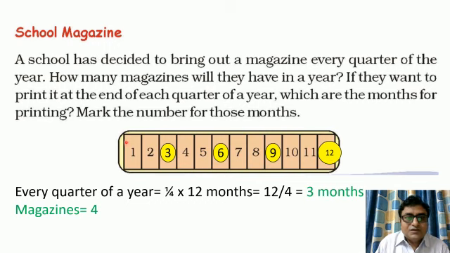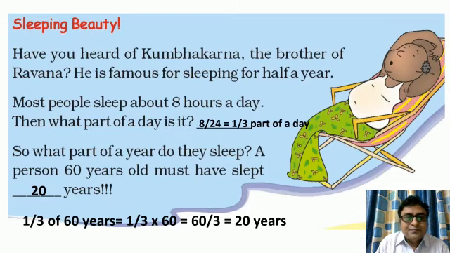Okay, now let us go to the next exercise, that is Sleeping Beauty. Have you heard of Kumbhakarna, the brother of Ravana? He is famous for sleeping for half a year. You might have heard about the story of Ramayana and Mahabharata. In that, Kumbhakarna, the brother of Ravana, sleeps for half a year. There it is shown.